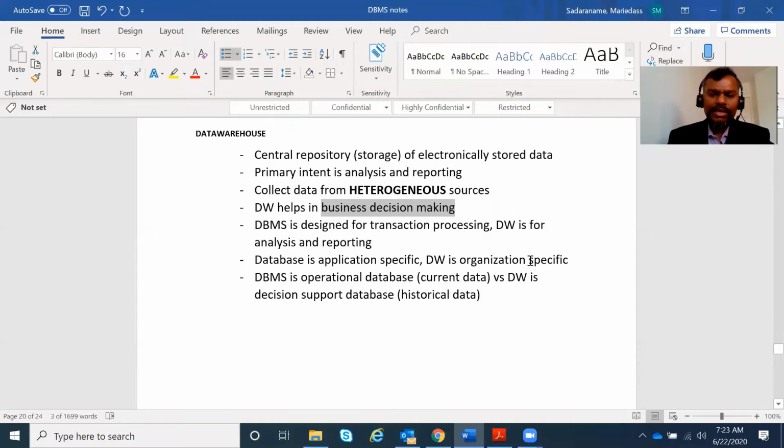You will have one single data warehouse for the whole organization. That is where all the data is dumped. So just imagine it's going to be very huge. A DBMS, we call it an operational database, meaning it stores the current data. A data warehouse is a decision support database, which means it stores historical data. Okay, makes sense? These are some of the keywords. Not all of these will be in your textbook. I just pulled them from various different sources.